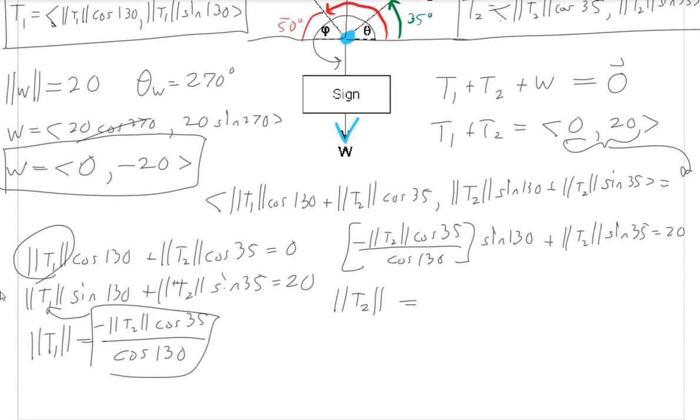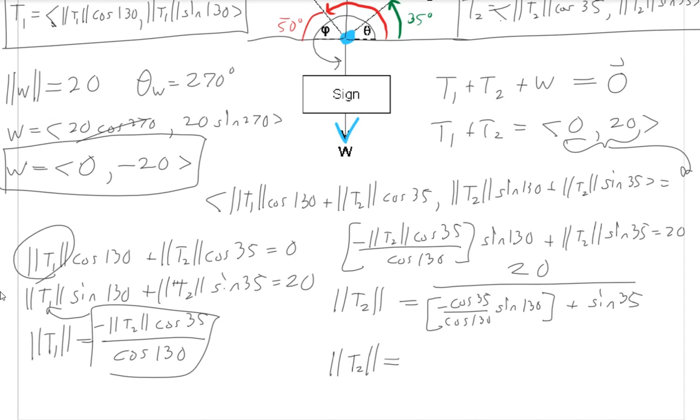So I'd actually end up having T2 equals 20 divided by all of this, which in this case is going to be negative cosine 35 over cosine of 130 times sine of 130 plus sine of 35. The bottom will give you about 1.55-ish, and when you divide that away from 20, you get that the magnitude of T2 is equal to about 12.905. And that'll be a number of pounds.